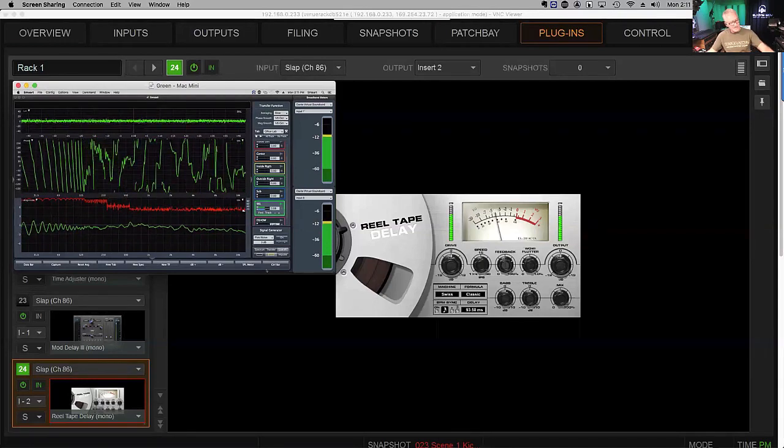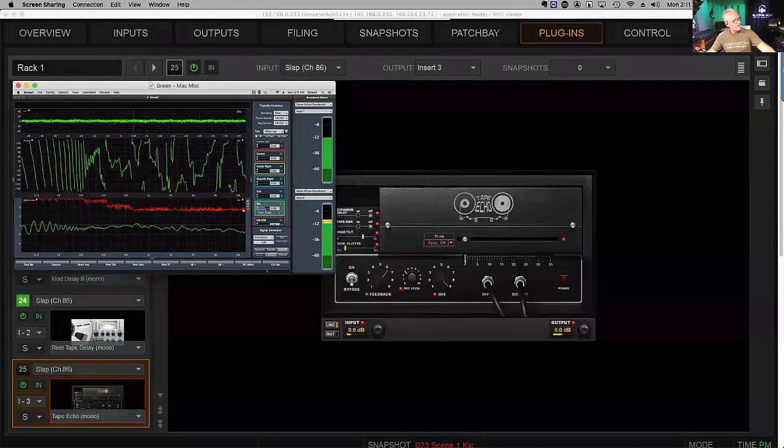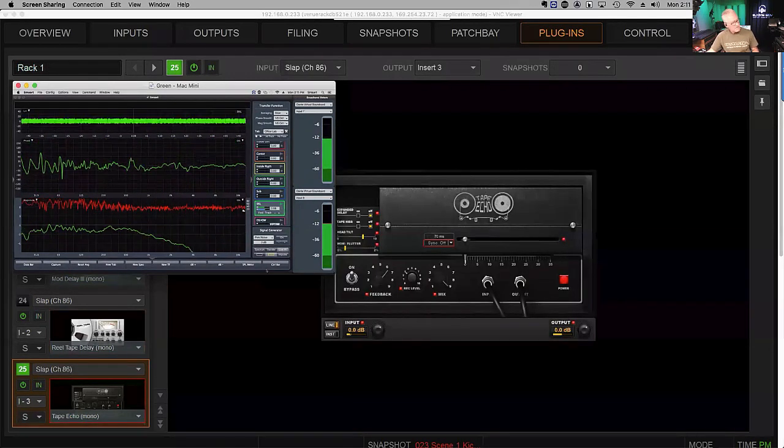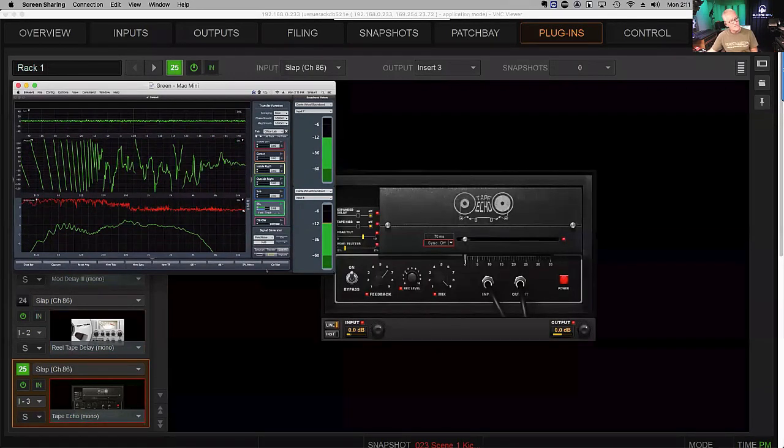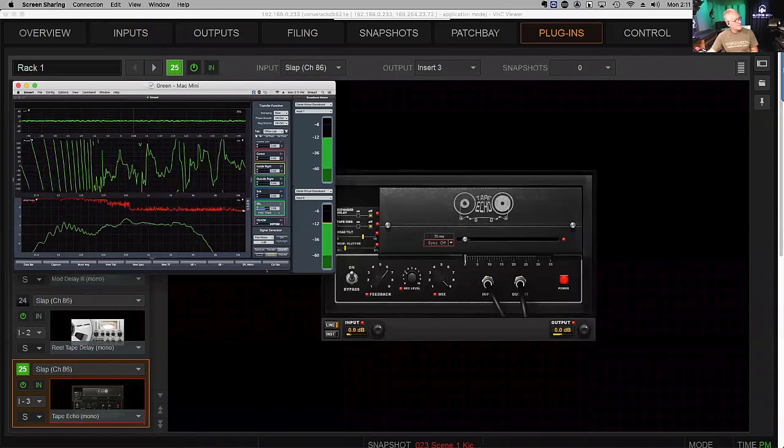Okay. You'll see that here on this next one. Let's go to tape echo now. And you can see this is really shaped, right? So not much top end on it. This is very much like a tape echo that you would hear on guitar, etc.